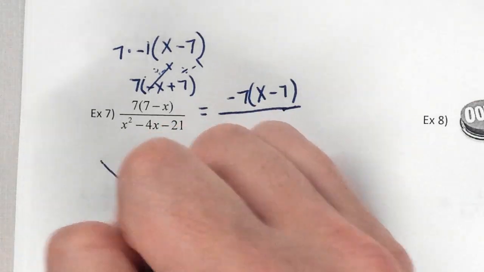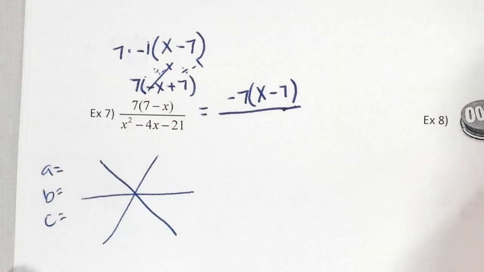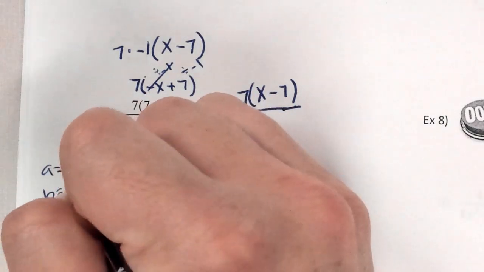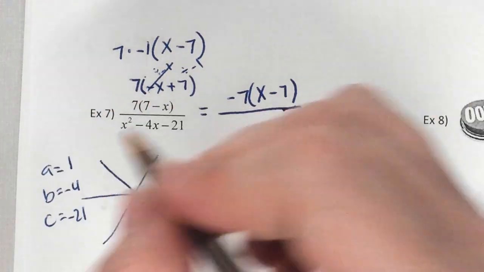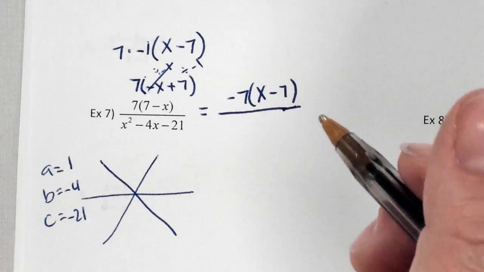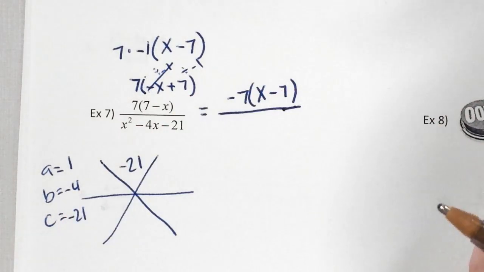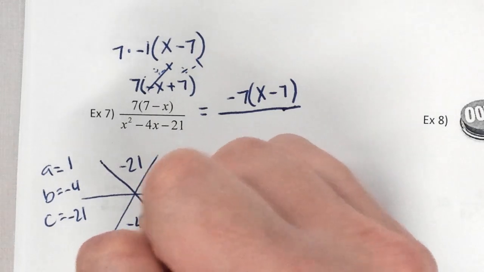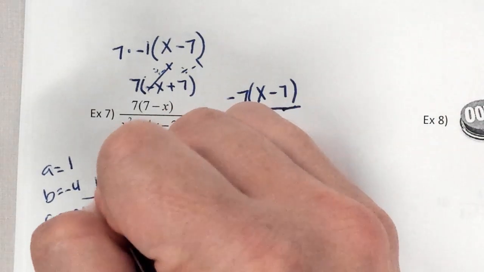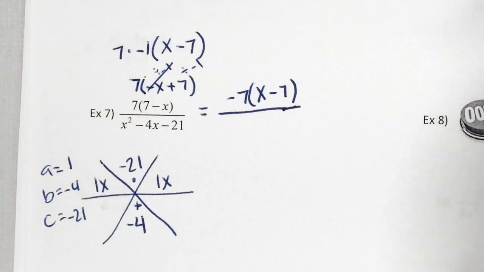Now let's snowflake the bottom. What's A? 1. What's B? -4. And C is -21. Now, thank y'all for not saying letters. A, B, and C are never letters, only numbers. Yes? Cool. So what's A times C? -21. What's B? -4. B for bottom. And A is 1, so 1x, 1x. What multiplies to give me -21 and adds to give me -4?